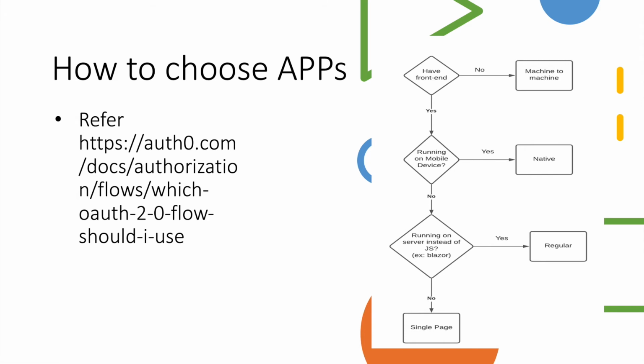If no, you need to ask yourself whether the application is running on server, whether the code is written by JavaScript or Blazor. If it's running on server, you need to use the regular type. If the application is written by JavaScript framework like React, Angular, you should choose single page type.